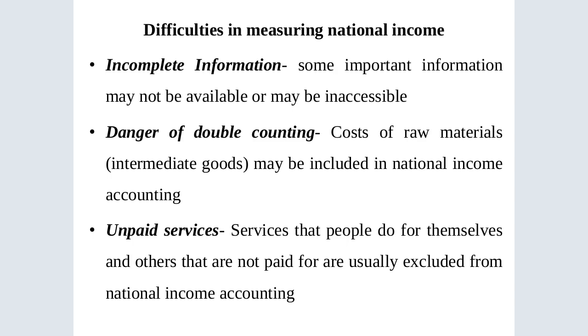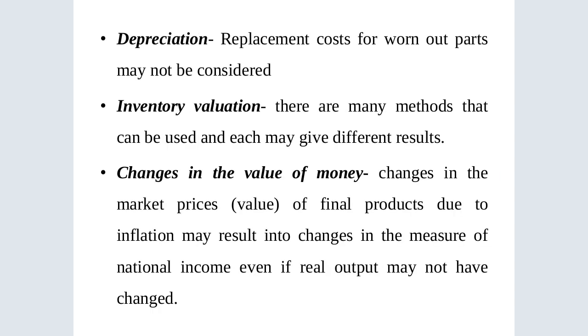We mentioned some of the difficulties like the incomplete information. We also discussed the danger of double counting. We also mentioned unpaid services. So there are unpaid services that are not captured in the national income.